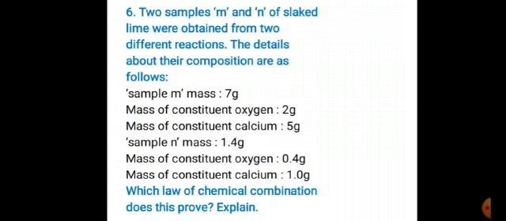Similarly, in N, 0.4 gram of oxygen is present and 1.0 gram of calcium is present, and the sample N has mass 1.4 gram. Now the question is, which law of chemical combination does this prove, and explain it. Let us see the answer of this question.